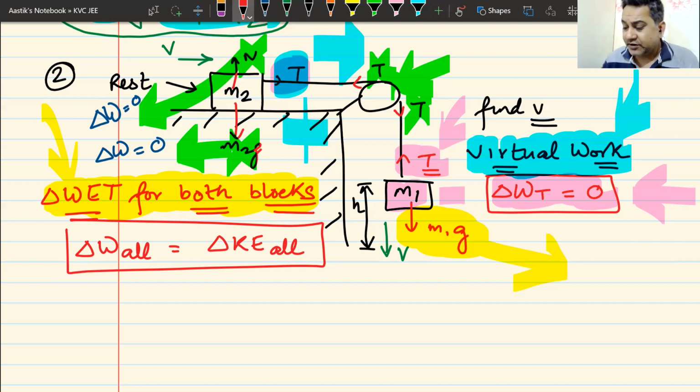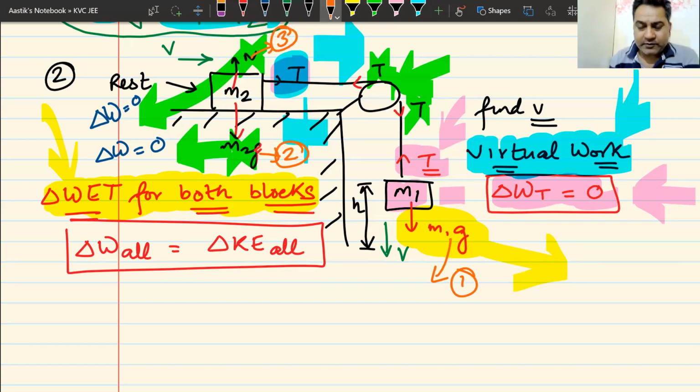What are the forces working here? I will again point out the forces. Force number 1, gravity. Force number 2, again gravity. Force number 3, normal reaction. Then we have tension, but tension on both the blocks does opposite work: if one is doing positive work, the other is doing negative work. So the work done by tension will cancel, and I don't have to take it.